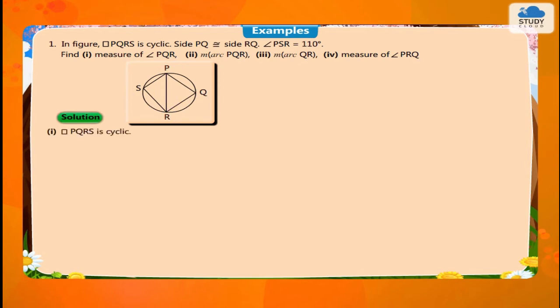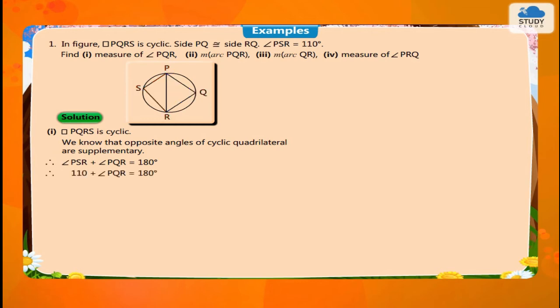Solution. 1. Quadrilateral PQRS is cyclic. We know that opposite angles of cyclic quadrilateral are supplementary. Therefore, angle PSR plus angle PQR is equal to 180 degree. Therefore, 110 degree plus angle PQR is equal to 180 degree. Therefore, angle PQR is equal to 180 degree minus 110 degree. Therefore, angle PQR is equal to 70 degree.